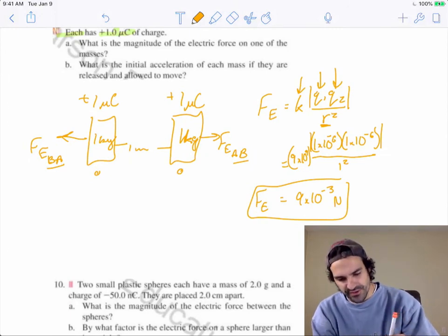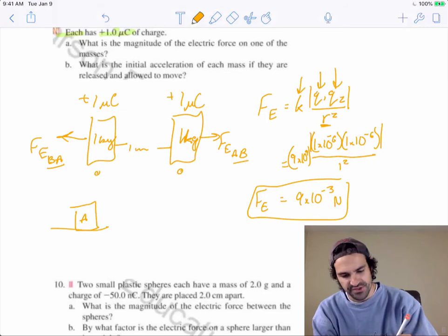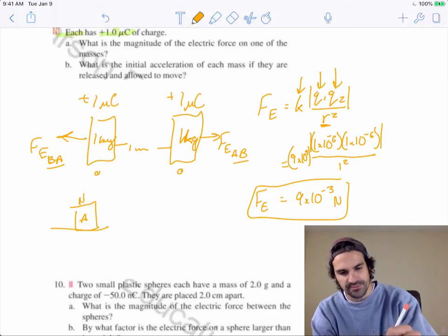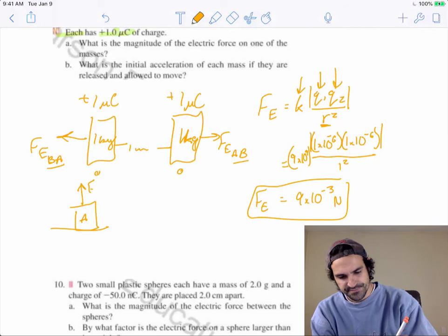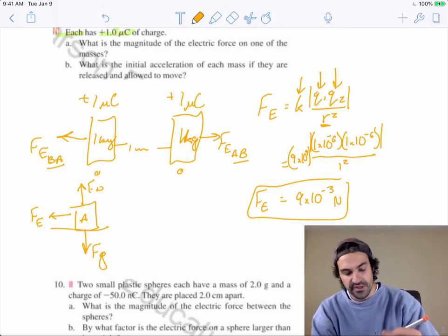So now we look at the forces. I'm going to draw a free body diagram of object A. On a frictionless table, we have normal force up. We have the force of gravity down. And we have the electric force of B on A left. There is no friction, so there's no other force.